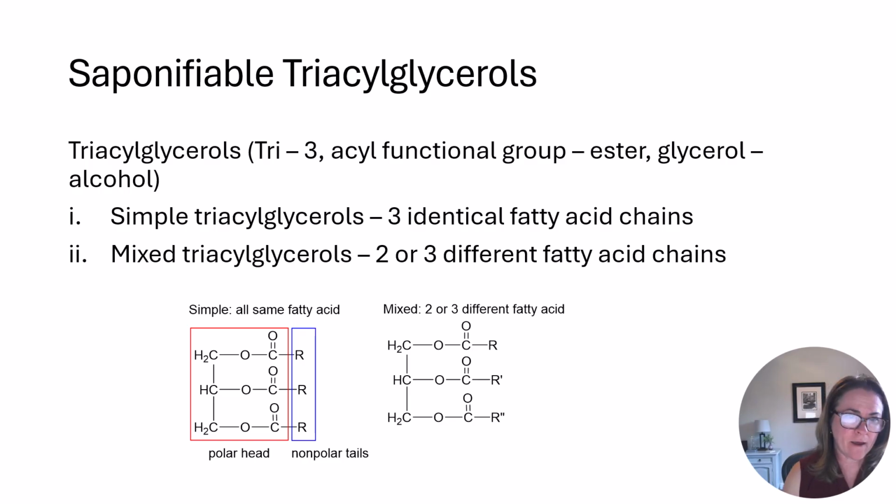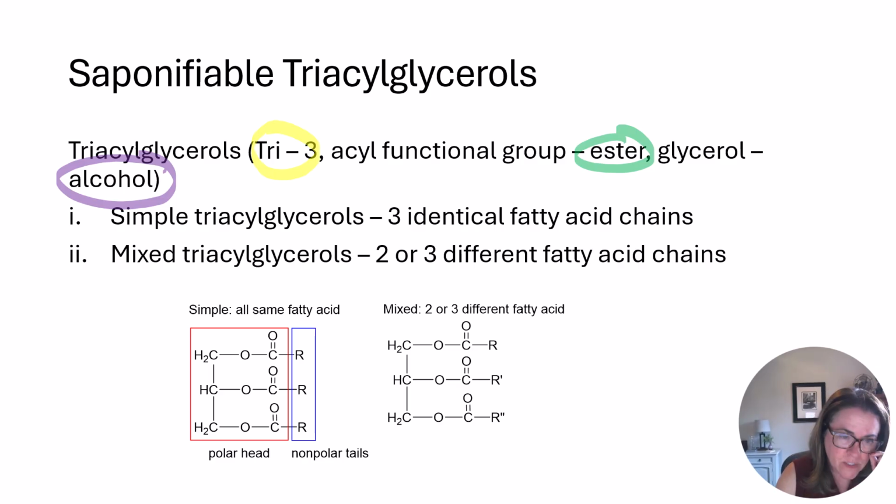All right, so what we have, tri. Well, we know tri means 3. The next is acyl. That's our functional group. So our acyl is going to be an ester, and our glycerol, all, ends in an OL. That is going to be an alcohol. So we have essentially our alcohol connecting to our, well, let's just continue on, shall we?